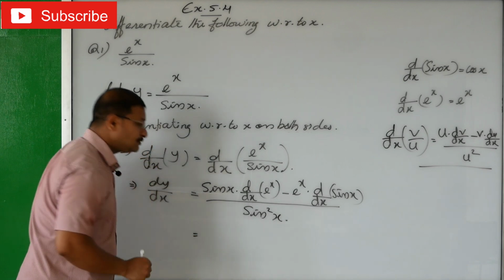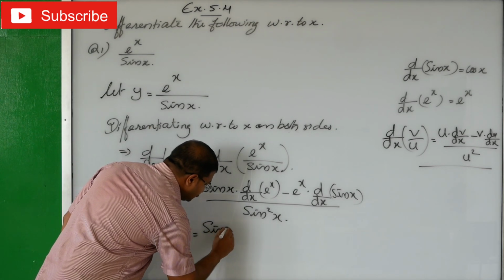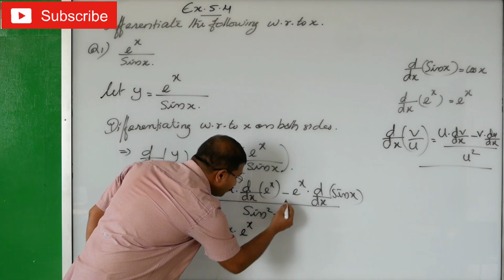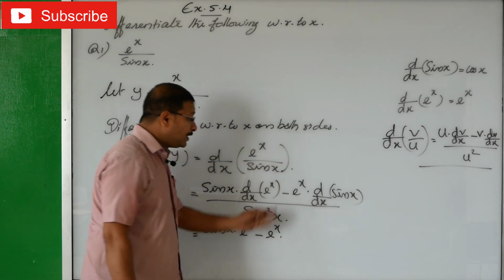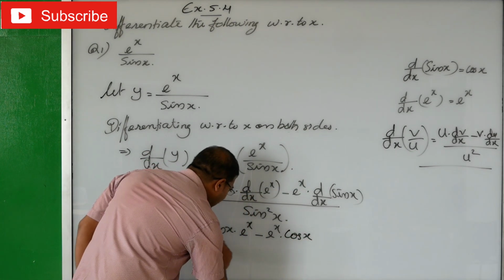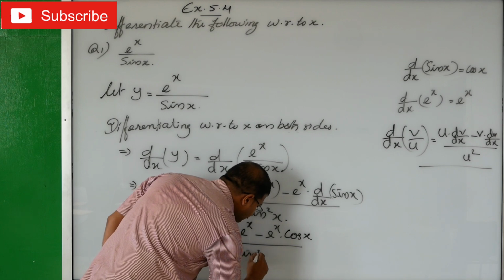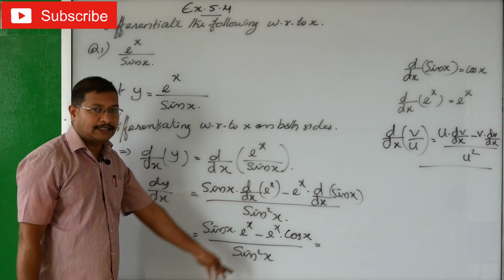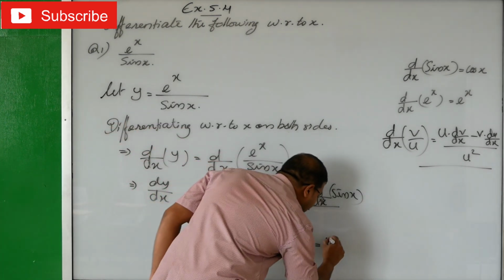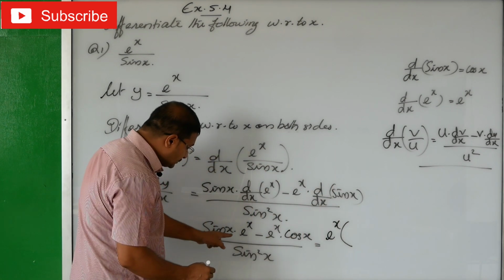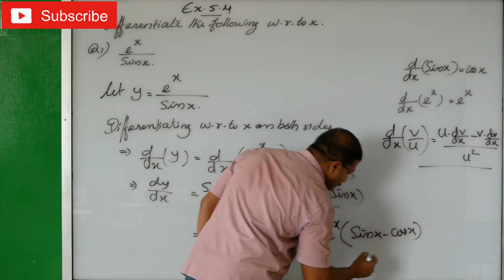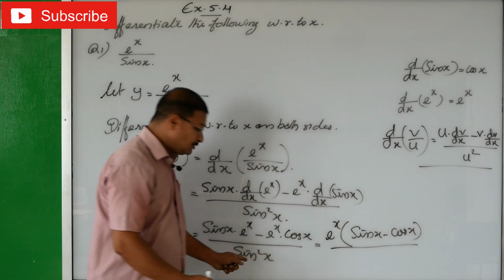This equals sin x into derivative of e raised to x, that is e raised to x, minus e raised to x, which is already here, into derivative of sin x, that is cos x, divided by sin square x. Now from the numerator e raised to x we will take common. That means e raised to x bracket, what is the balance? Sin x minus cos x, closing the bracket, divided by sin square x.